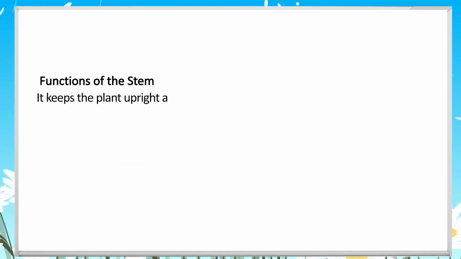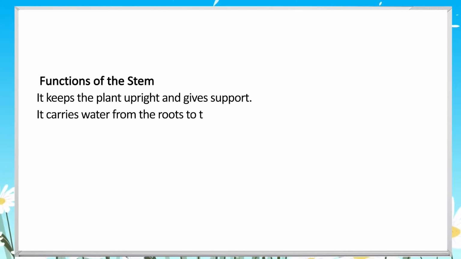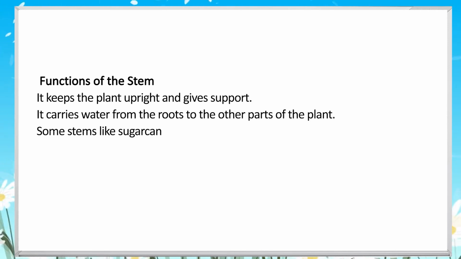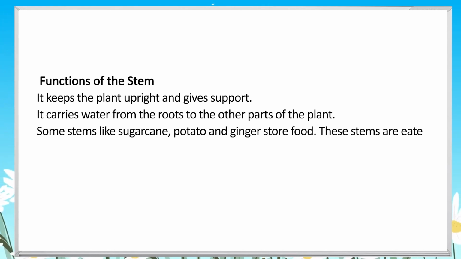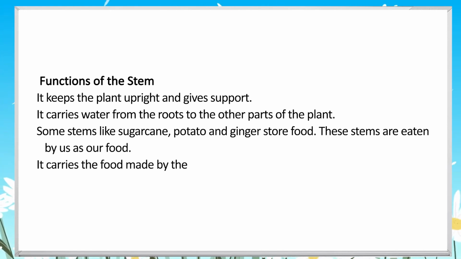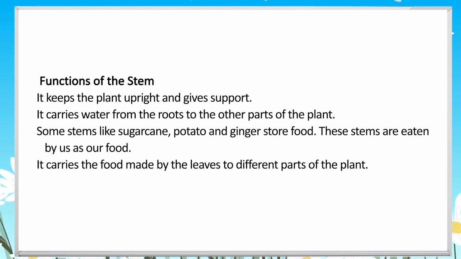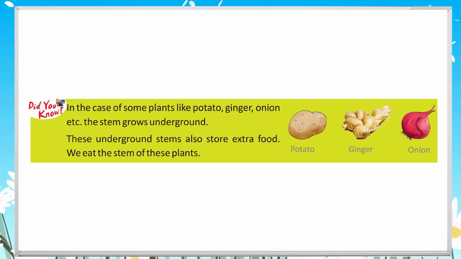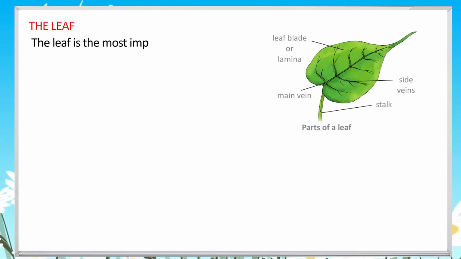Functions of the stem. It keeps the plant upright and gives support. It carries water from the roots to the other parts of the plant. Some stems like sugarcane, potato and ginger store food. These stems are eaten by us as our food. It carries the food made by the leaves to different parts of the plant. Did you know? In the case of some plants like potato, ginger, onion, etc., the stem grows underground. These underground stems also store extra food. We eat the stem of these plants. Potato, ginger, onion.